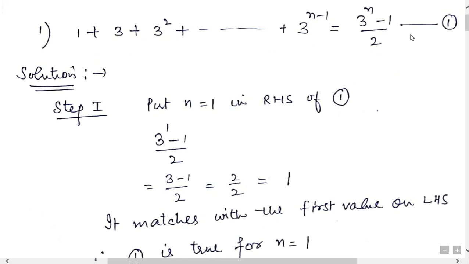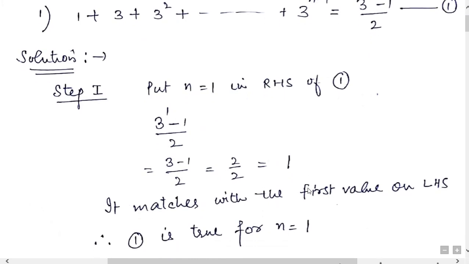In first step, insert n is equal to 1 in right hand side of number 1. 3 raised to power 1 minus 1 divided by 2. It's 3 minus 1 divided by 2. Answer is 2 over 2. It is 1. It matches with the first value on the left hand side. All the questions will be similar. Just you have to follow the steps. Therefore, number 1 is true for n is equal to 1.